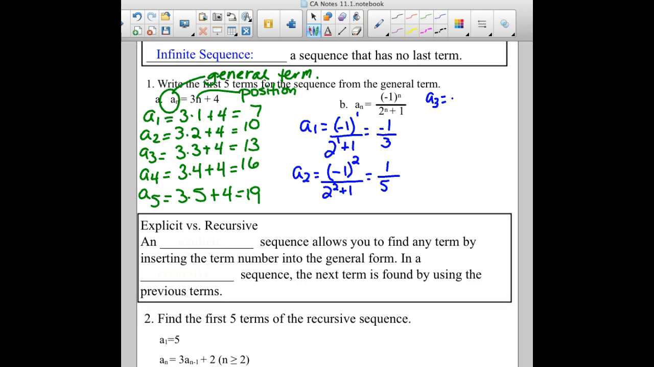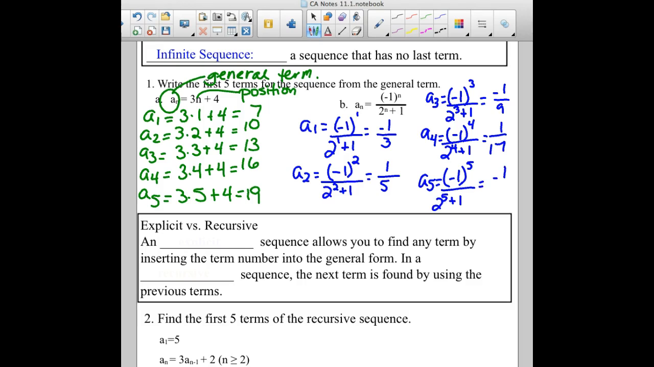My third term is going to be negative 1 to the third power divided by 2 to the third plus 1. Negative 1 cubed is negative 1. 2 cubed is 8 plus 1 gives me 9. My fourth term, negative 1 to the fourth power over 2 to the fourth plus 1, we end up with 1 over 17. And my fifth term, negative 1 to the fifth over 2 to the fifth plus 1 gives me negative 1 over 33.